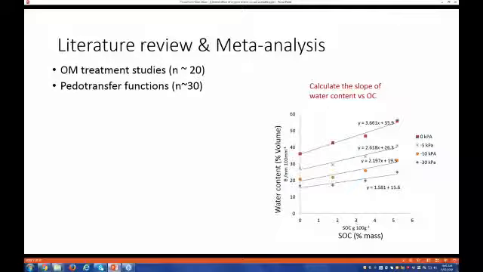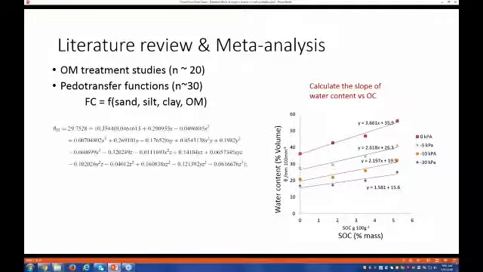The second one is we look in the literature on pedotransfer functions. Pedotransfer functions just means that people make functions relating organic matter to field capacity. It could be a simple pedotransfer function, as I showed you in the previous slide, but sometimes it could be a different function. Usually, for example, they say field capacity is a function of sand, silt, clay, and organic matter, and we look into the effect of increasing organic matter on the field capacity.